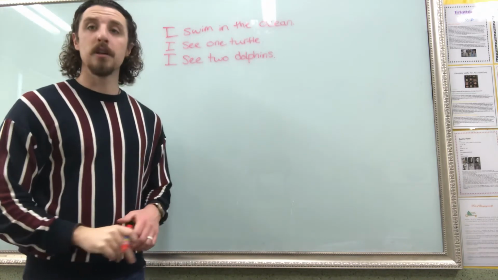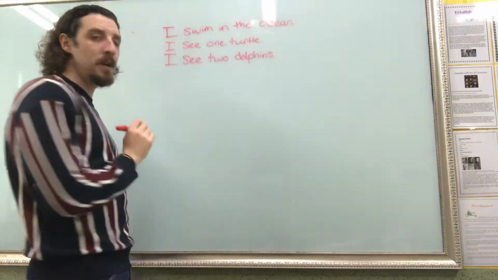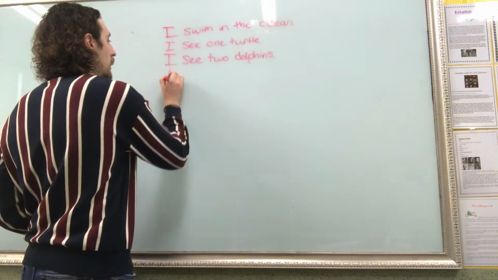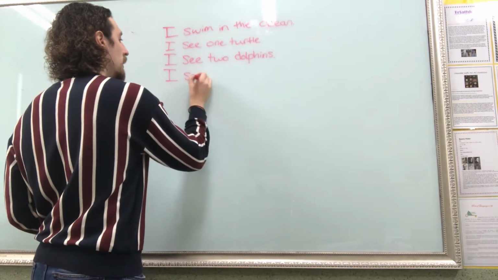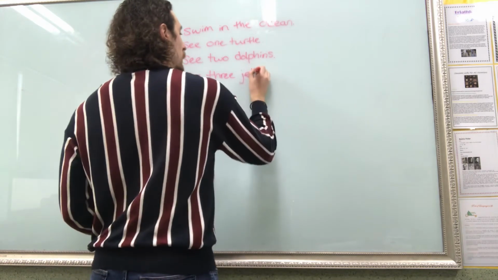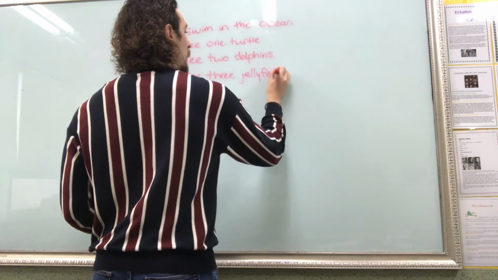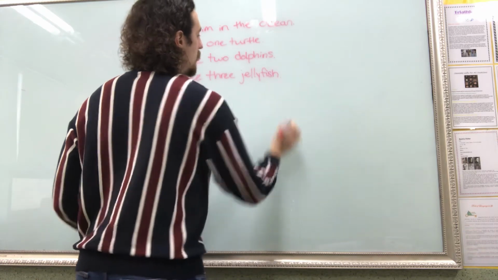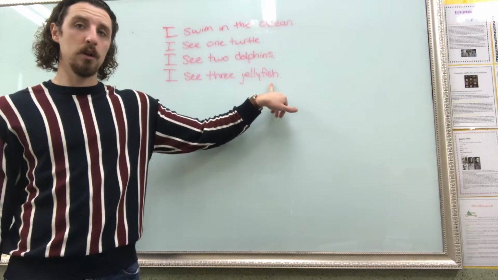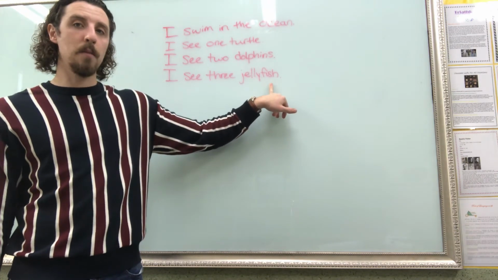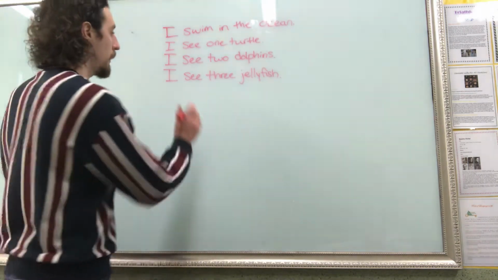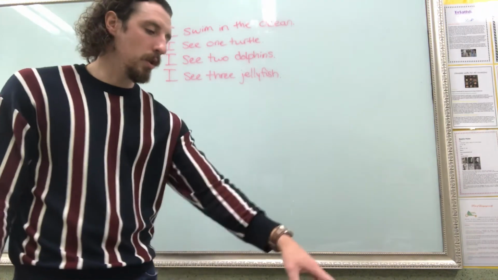Next, we have jellyfish. So we will say, how many jellyfish did we see? We saw 3 jellyfish. I see 3 jellyfish. Jellyfishes? Jellyfish. So jellyfish, you don't put an S. It is an exception. Sometimes you don't have to put an S, but most of the time you do. So for this one, there is no S. Okay?